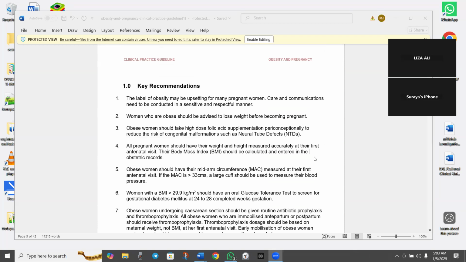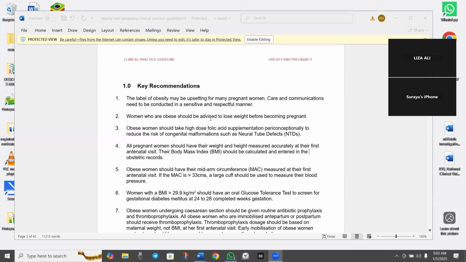The important points from the theory point of view are that when we are communicating, we will never say that you are a fatty woman. We will just communicate with her in a sensitive and respectful manner when we are talking to her.